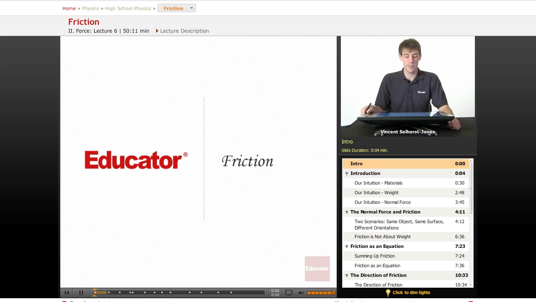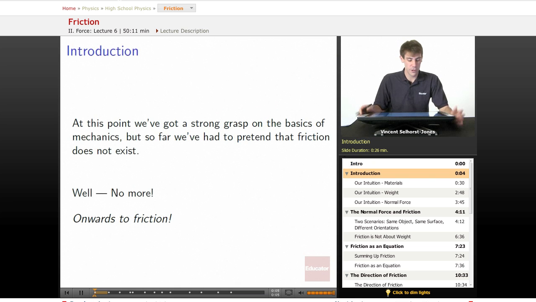Today we're going to be talking about friction. So at this point, we've got a really strong grasp on the basics of mechanics. Force equals mass times acceleration. We've experienced talking about it in 2 dimensions. We've got a really good idea of how Newton's laws work.